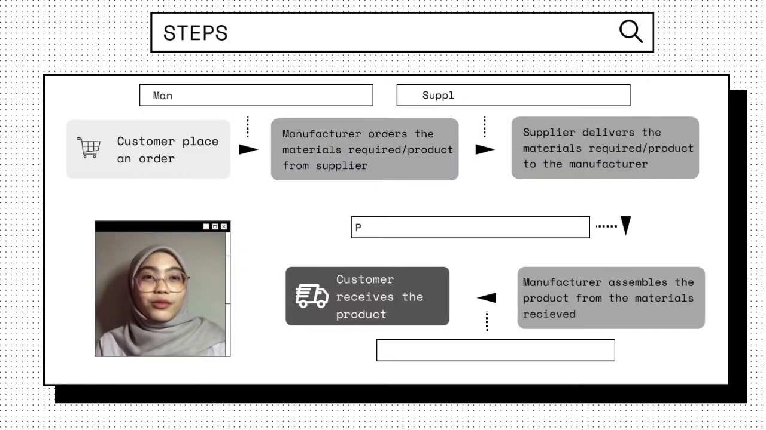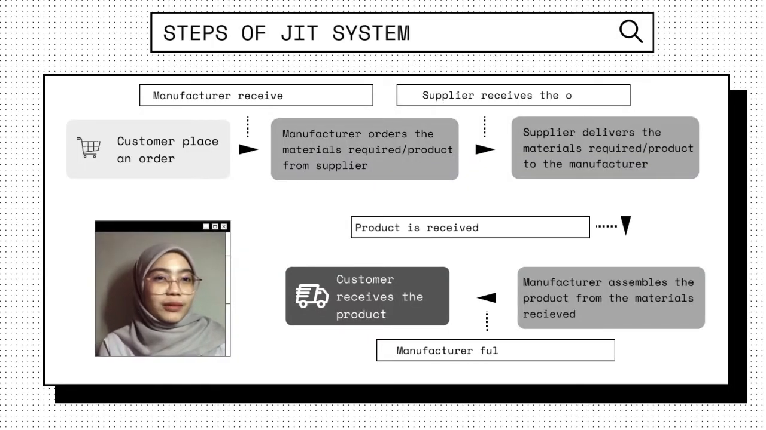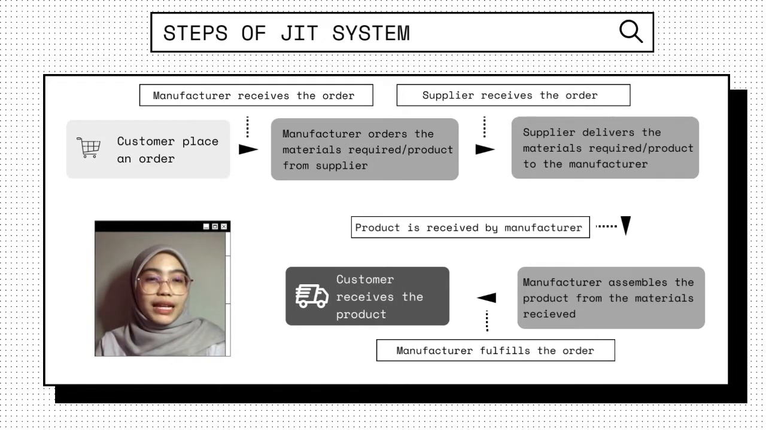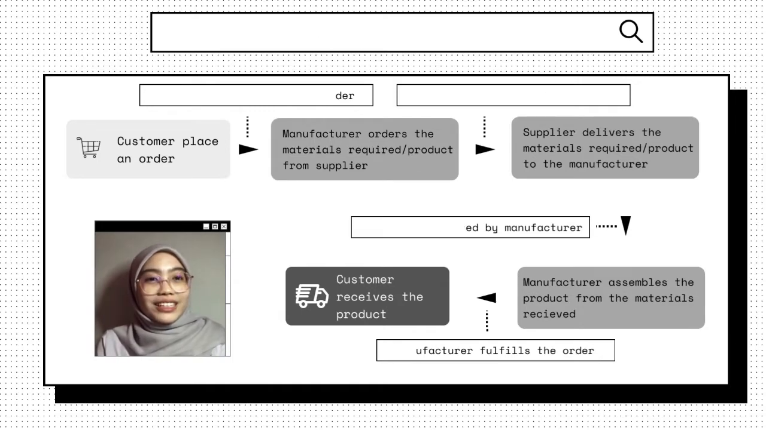Steps of just-in-time. Let's move on to the steps of the JIT system. The first step will be the customer places an order. Once the manufacturer receives the order, they will send it to the supplier, and then the supplier will deliver the product or the material required to the manufacturer, and the manufacturer will deliver it to the customer, and the customer will receive the order. Just in case versus just in time.